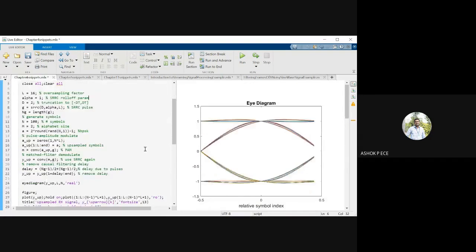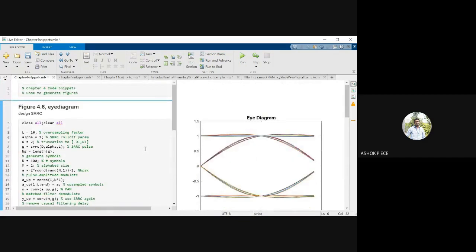That is the conclusion. A lot of other parameters can be derived from the eye diagram or eye pattern. I request you to read the corresponding theory textbooks for the other parameters.